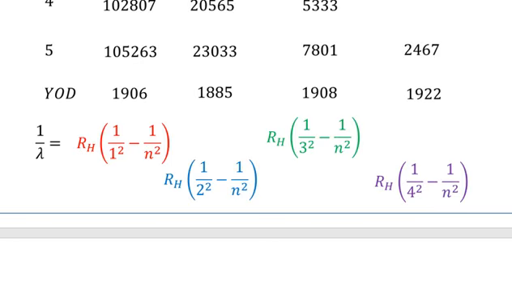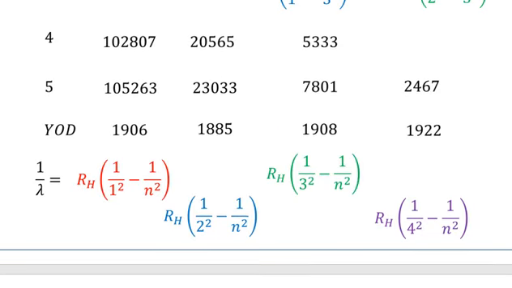And for the Brackett series, n prime equal to 4 will be considered as the ground level. The next higher level for this series will correspond to n equal to 5, 6, 7, and so on. So these are the series that I have given a brief introduction to.